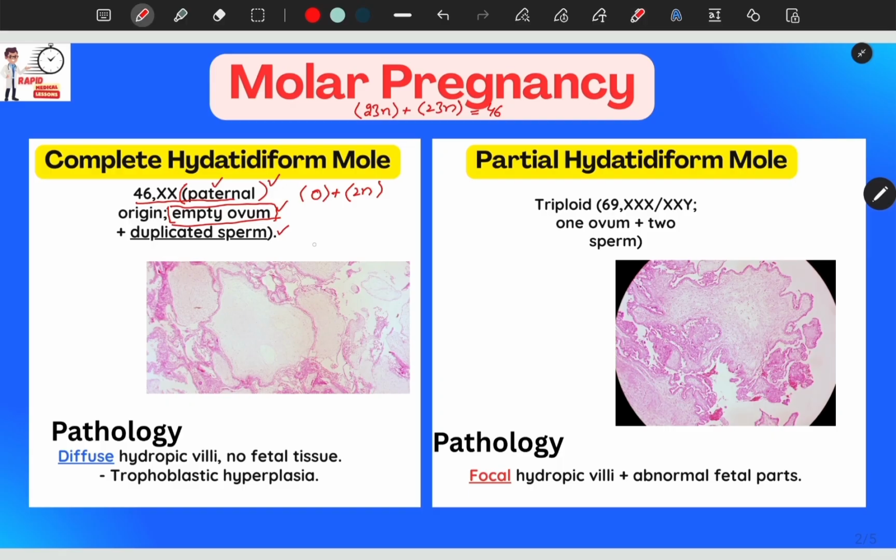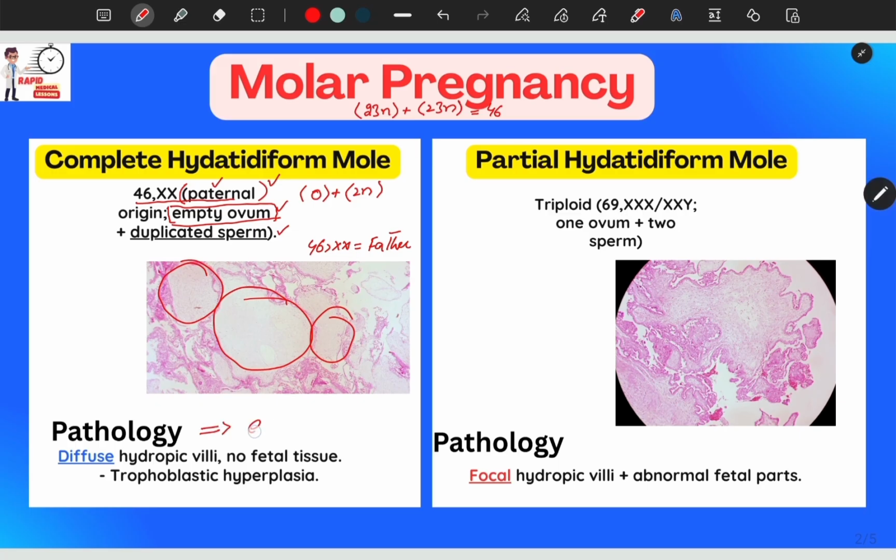Now we have to look at the pathology. There are no fetal tissues or embryonic development. The placenta shows diffuse trophoblastic hyperplasia and generalized chorionic villi edema. In this histopathological image, you see small grape-like villi. So a grape-like cluster or grape-like structure is related to complete mole.